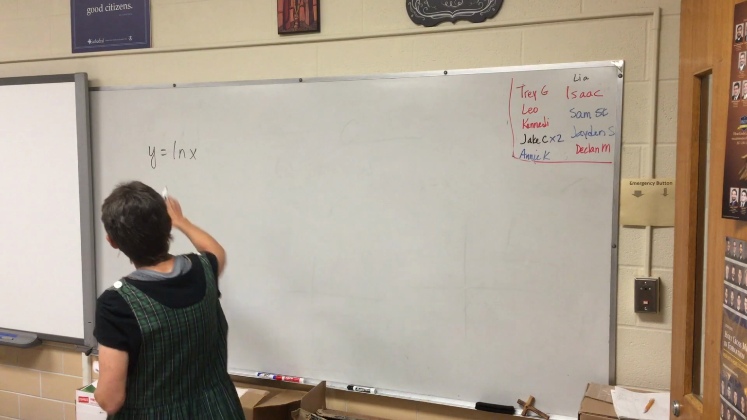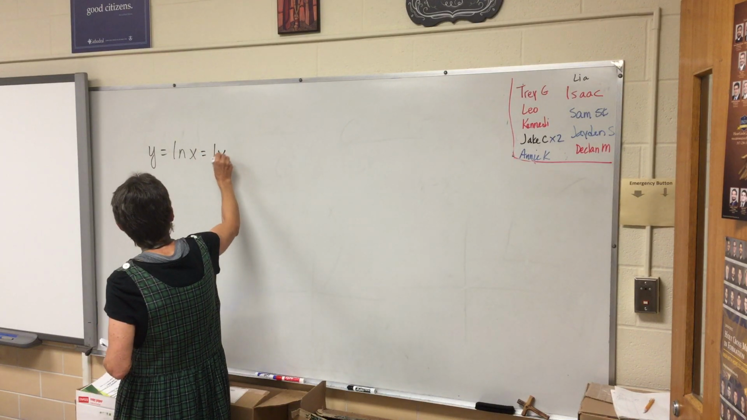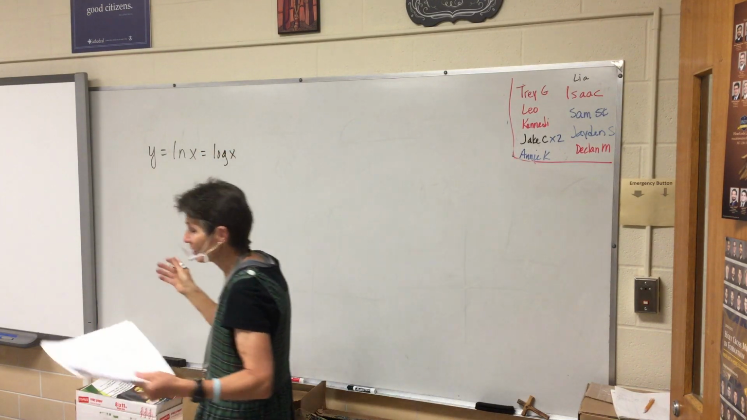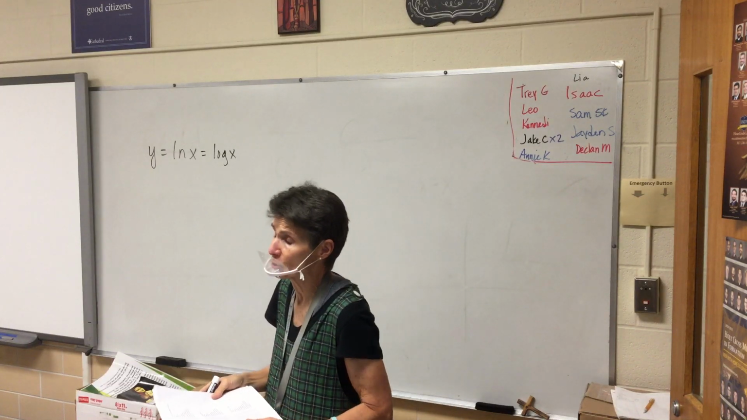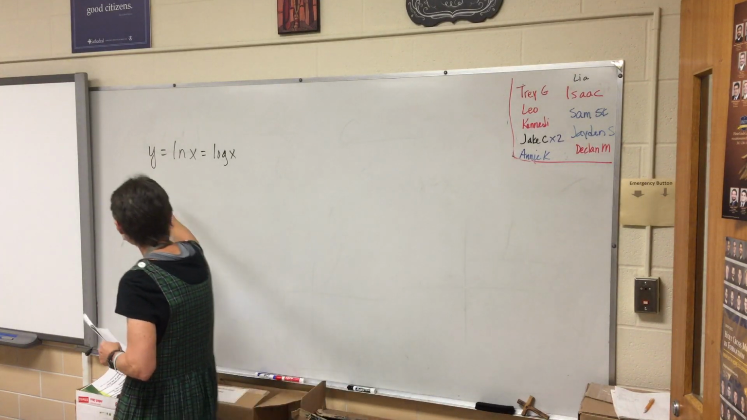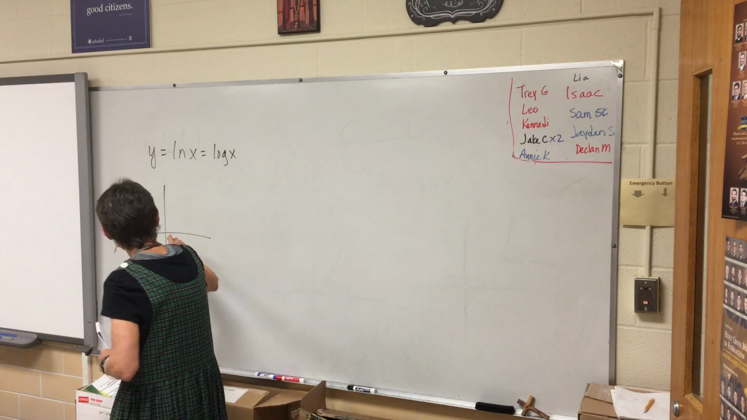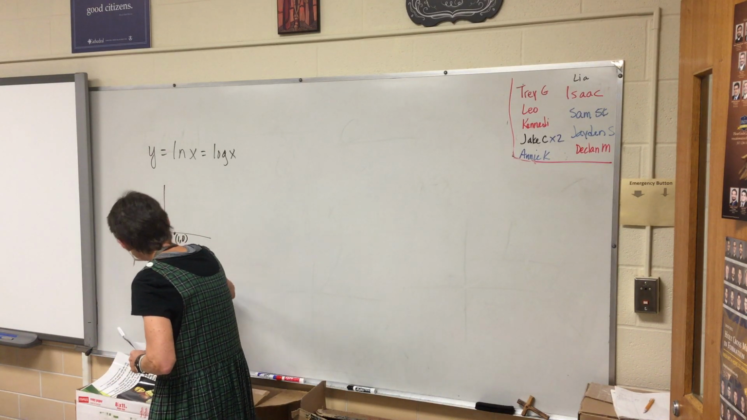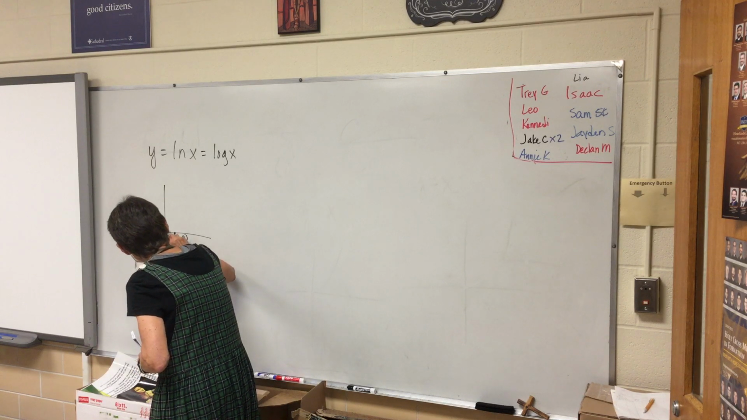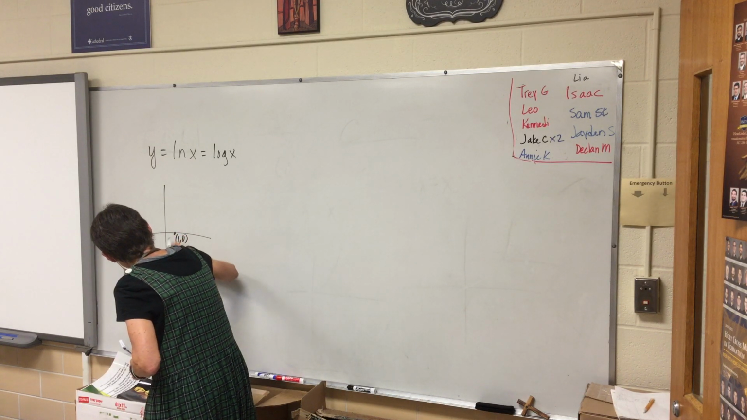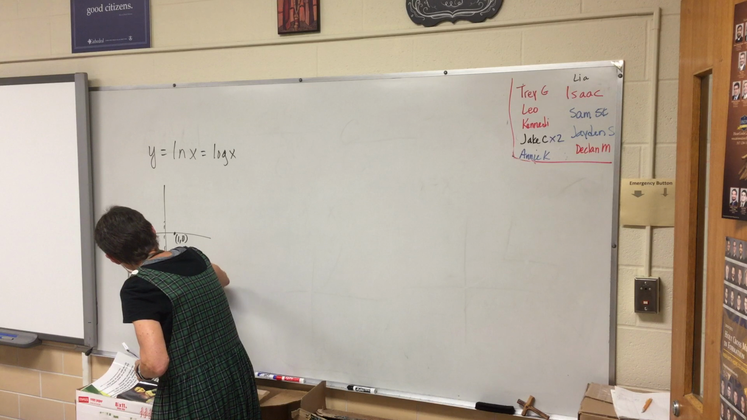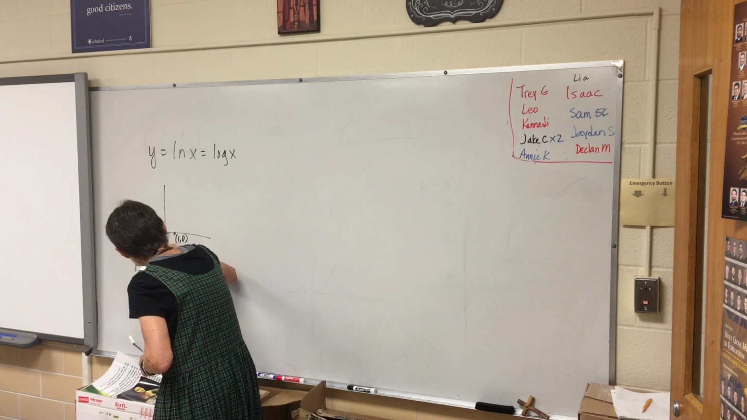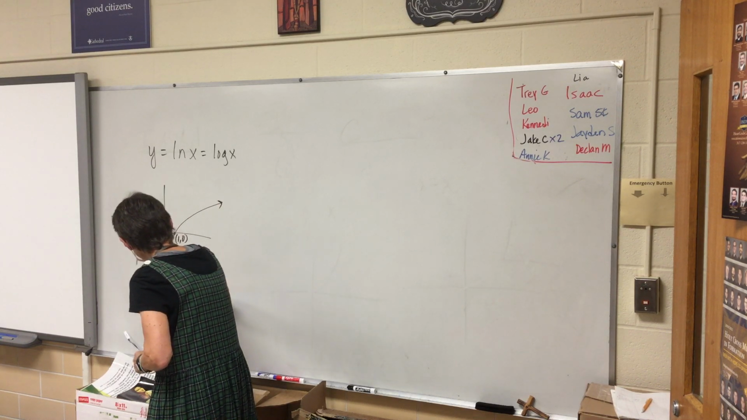So the equation could be ln x, it could also be log x, depending on which kind of logarithm you're doing. The shape of the curve contains the point 1, 0, that's important, and is asymptotic to the negative y-axis. It looks like this.